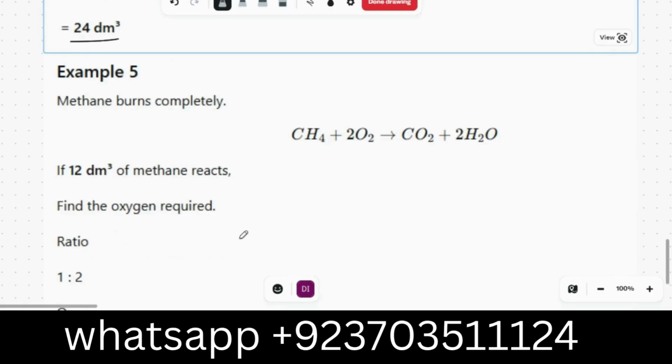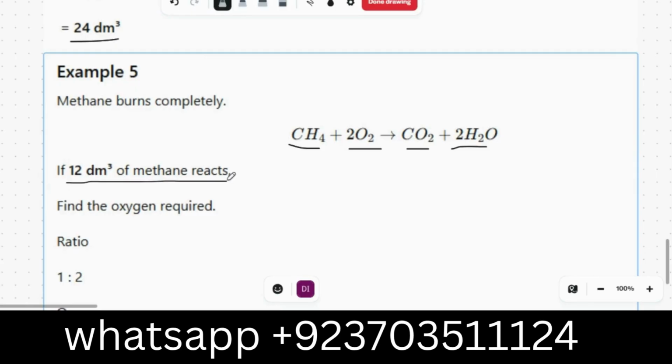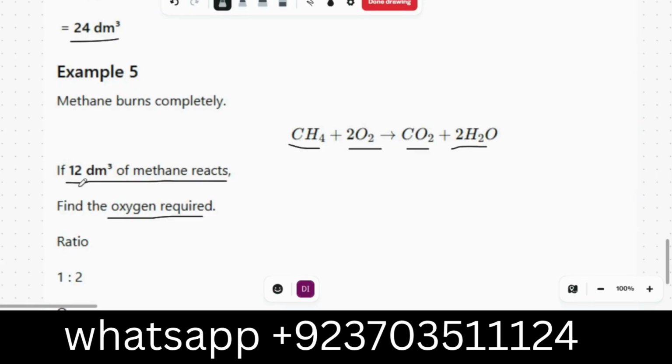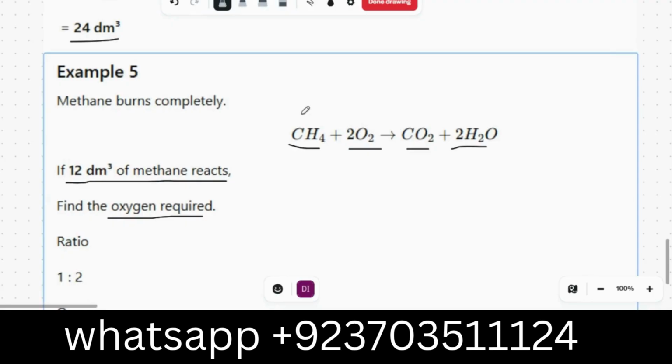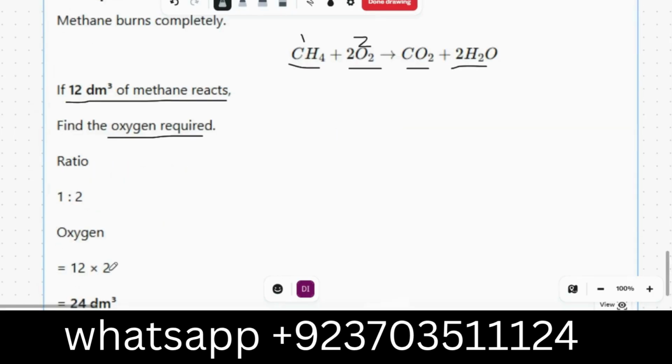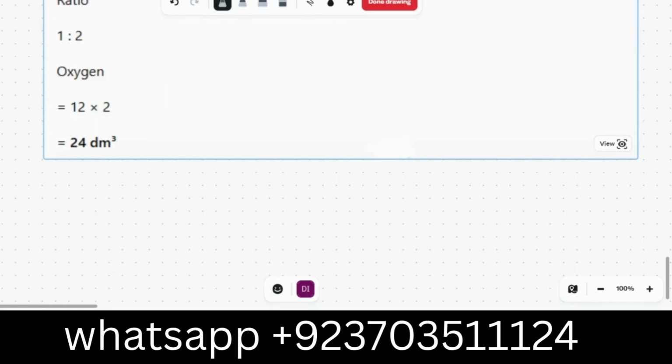Methane burns completely: CH4 plus 2O2 gives CO2 plus 2H2O. So 12 dm³ of methane reacts. Find the oxygen required. Methane is 1 mole, whereas oxygen is 2 moles. So 12 times 2 is 24 dm³. That's all about it.